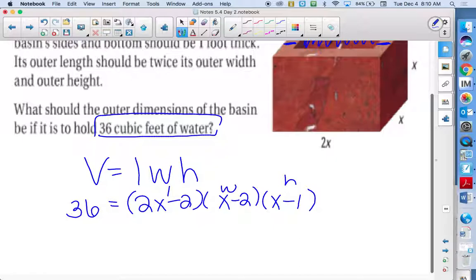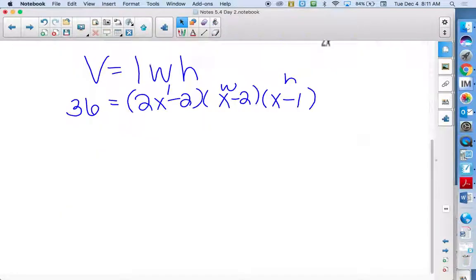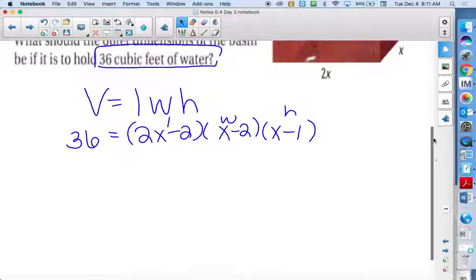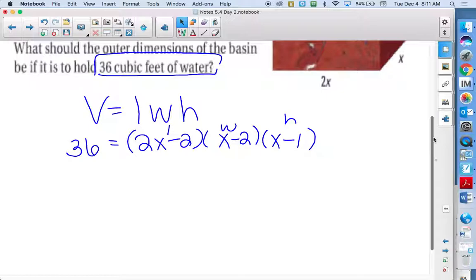So we're subtracting 2 from the length because it has 2 sides. So one side has a foot, the other side has a foot, so that the space inside is not as long as the space outside. Same thing with the width, and then the same thing with the height.